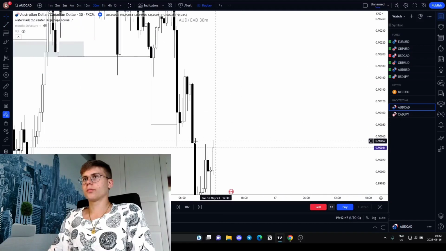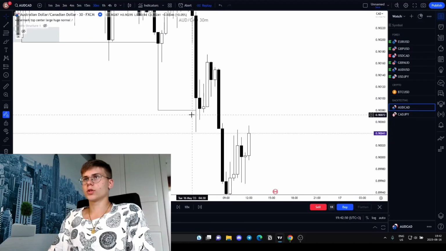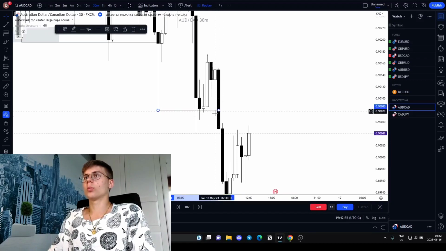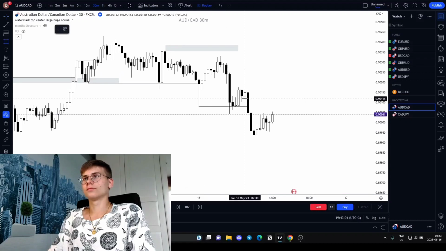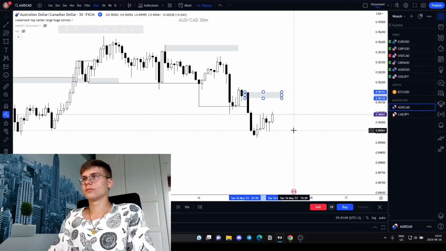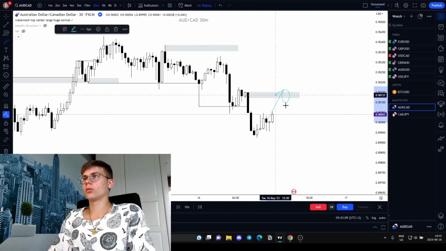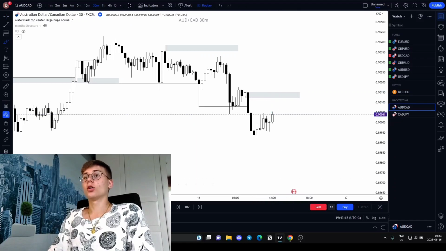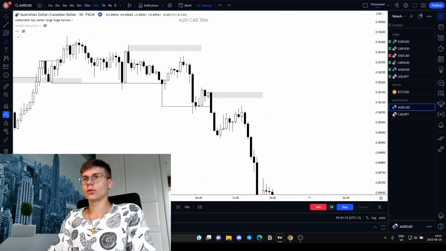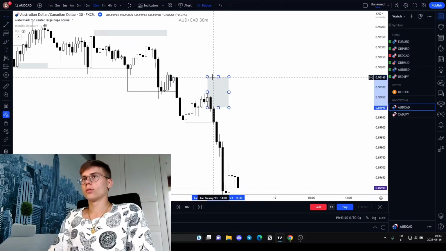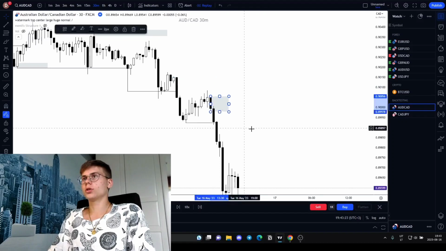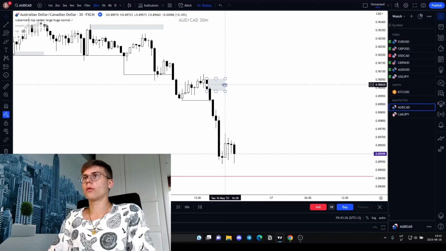And you see, there was no break until here. We don't count wicks, we count bodies. So waiting for price to come right here and waiting for that confirmation. Engulfing candle model. Okay, comes down. We don't care. We're waiting, being patient is one of the most important things in trading.